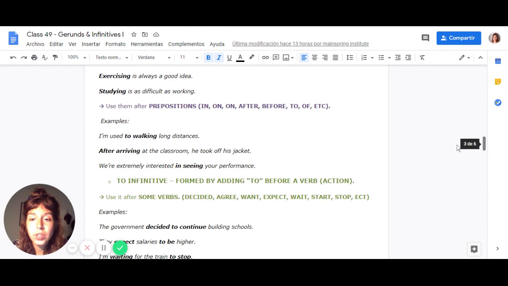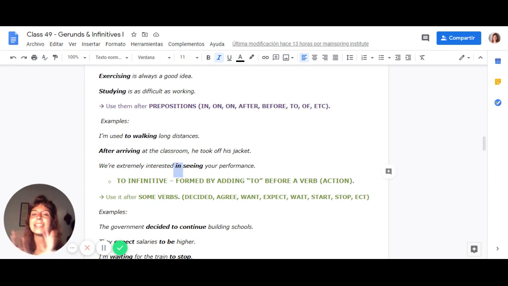Another rule that we should consider is that after prepositions, we always use a gerund, a verb with ing. Some examples of prepositions are in, on, after, before, to, of, etc. So when you find a preposition and you want to use an action after it, you need to add ing. Let's see some examples. I am used to, remember, walking long distances. After arriving, he took off his jacket. We are extremely interested in seeing your performance.